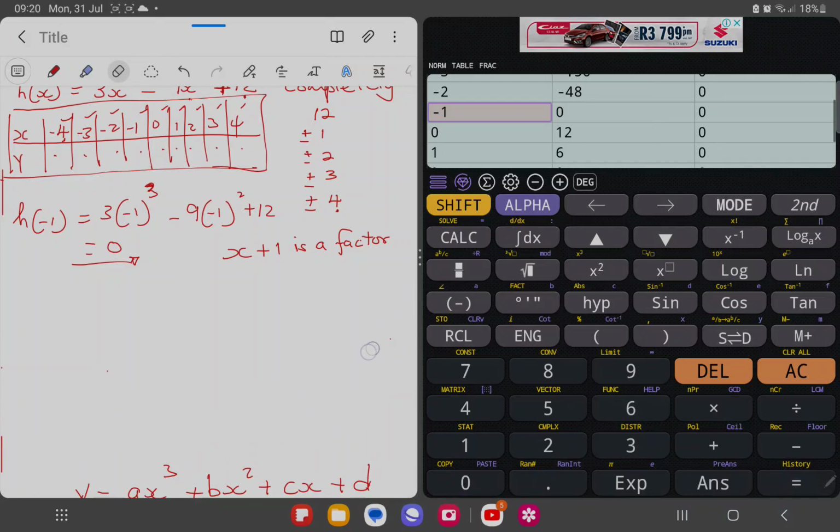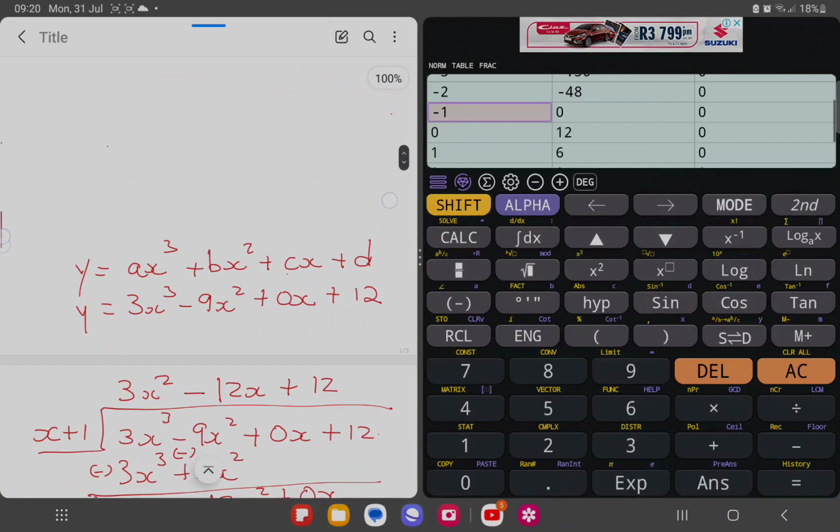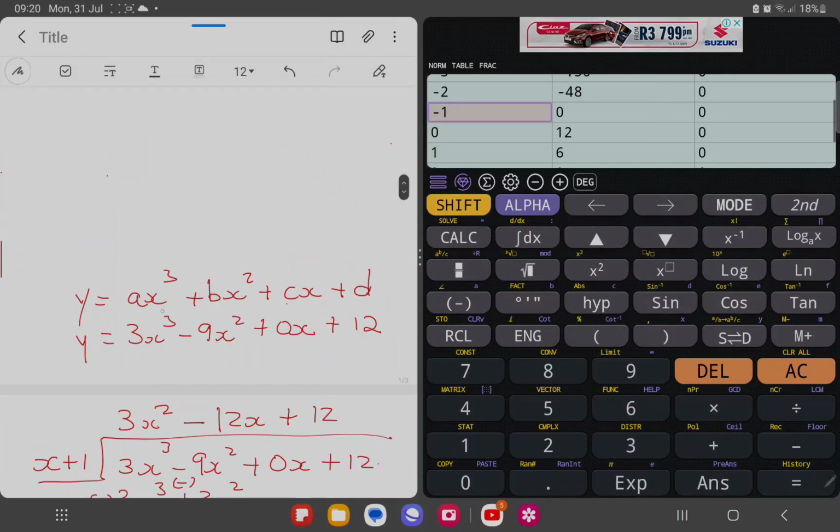Okay, so what is the next step? The next step, we must find other factors. Remember, it says we must factorize this equation completely. So how are we going to factorize it completely? Firstly, it must be in the standard form of y is equal to ax cubed plus bx squared plus cx plus d. So let's check if it is in standard form. We've got y is equal to, do we have the value of a? Yes, we've got the value of a. The value of a is 3.